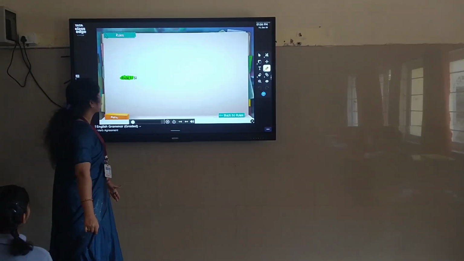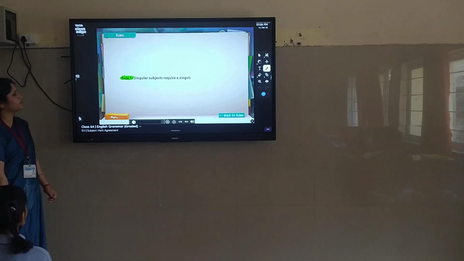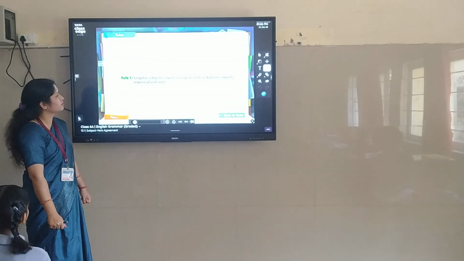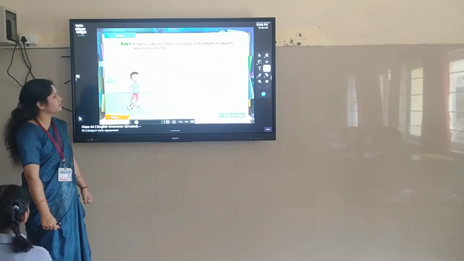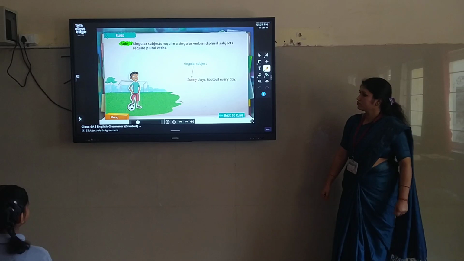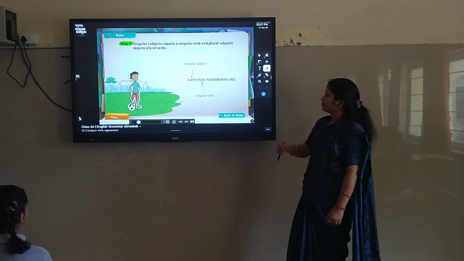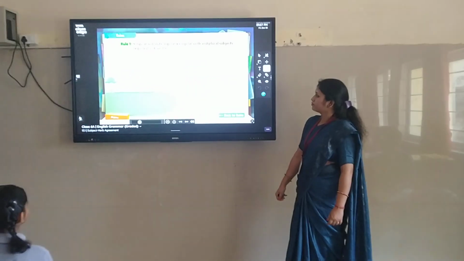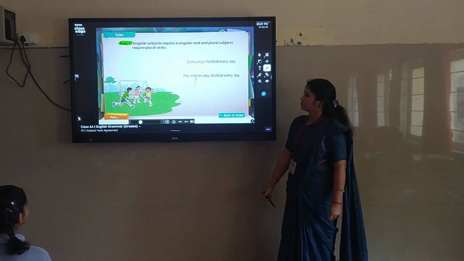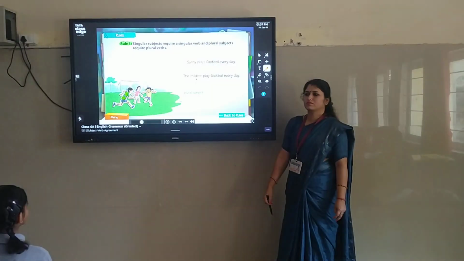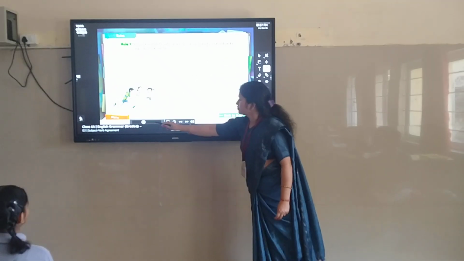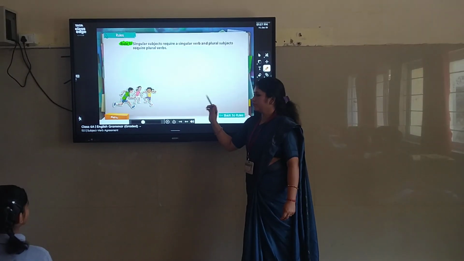Now, singular subjects require a singular verb, and plural subjects require plural verbs. Read this sentence. The subject is singular. When the subject is singular, the verb is singular. Now, look at this sentence. Here, the subject is plural. When the subject is plural, the verb is plural. Is this clear?